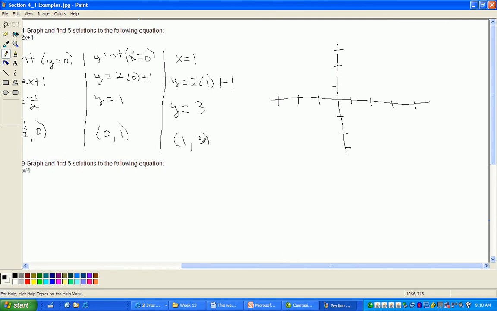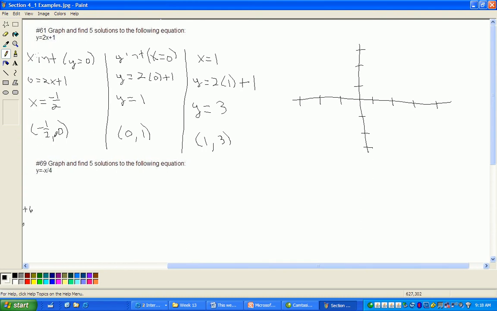Our first point is negative 1/2, 0. So remember, this is a positive x, this is positive y. Negative 1/2 in the x is right here, and 0. That's our x-intercept. Our y-intercept is 0, 1, up here. And our third point we found is 1 in the x, 3 in the y. So if we draw a line, there we go. And of course, the book asks you for 5. There are an infinite number of solutions you could have found for this. These are just the ones I chose.